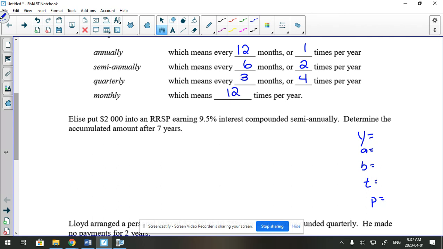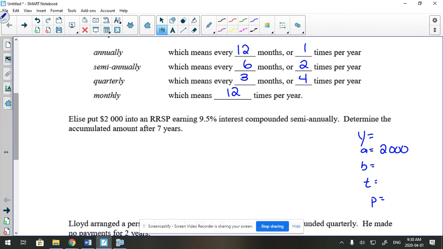Okay, so same kind of format, we just have to figure out what we have here. Elise put $2,000 into an RRSP. So her starting amount is $2,000. She's earning 9.5% interest compounded semi-annually. This is talking about your B and your P value. So that means she has 100% of her money and she's getting an increase of 9.5%.